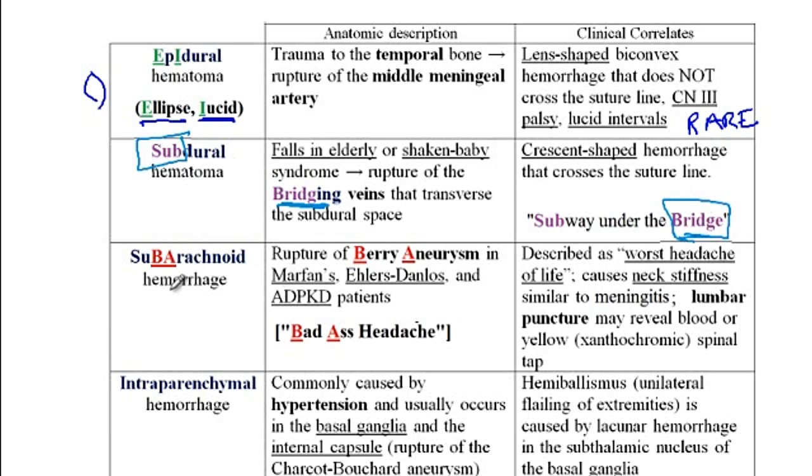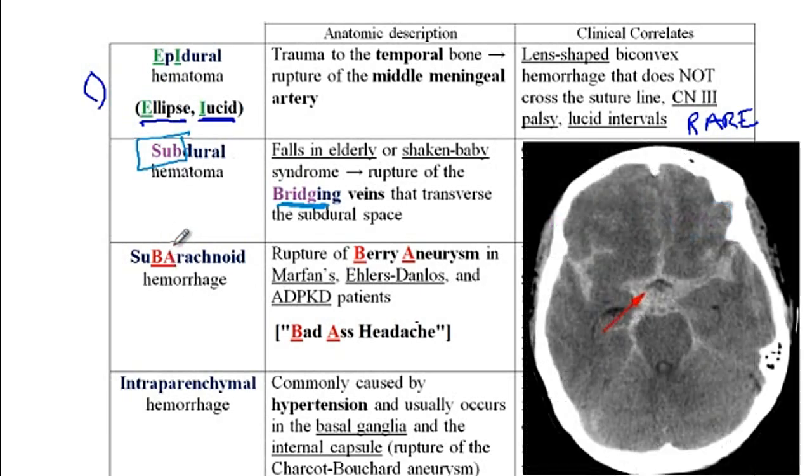Next, we have the subarachnoid hemorrhage, which presents with a badass headache, so the worst headache of your life, as well as a berry aneurysm.